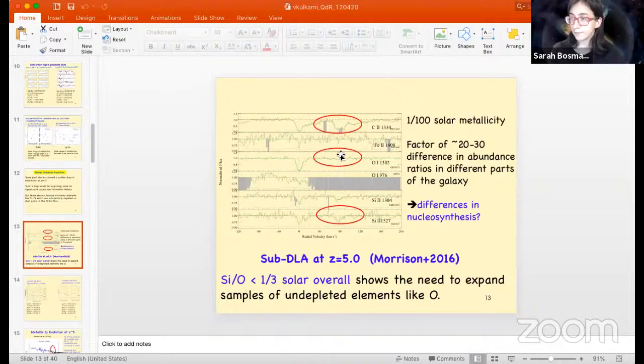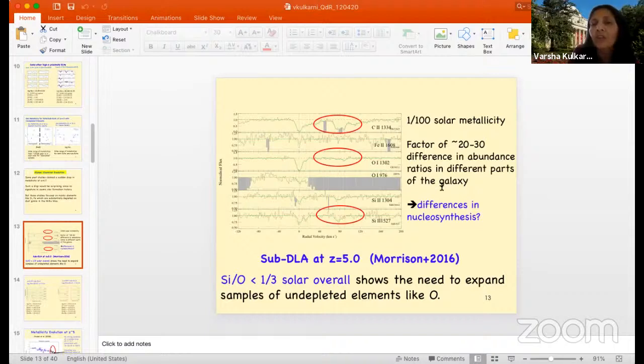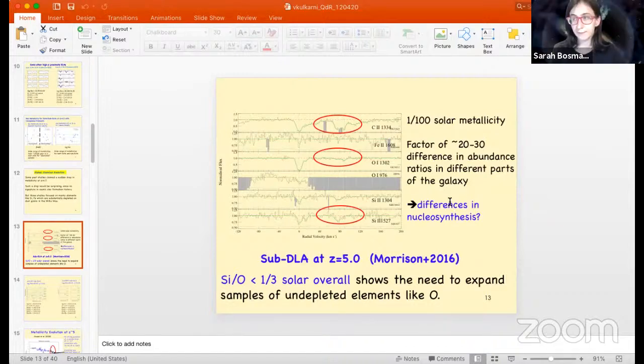So indeed, some of the oxygen could be ionized, but since we are using O1, we are actually not sensitive to ionization correction as much, because O1 and H1 have similar ionization potentials. But I'll be happy to answer this in more detail on Slack.